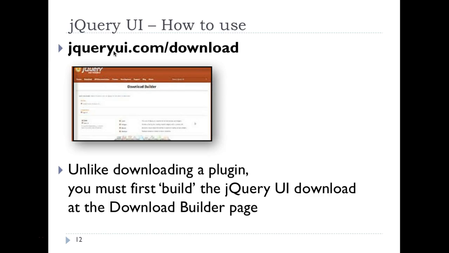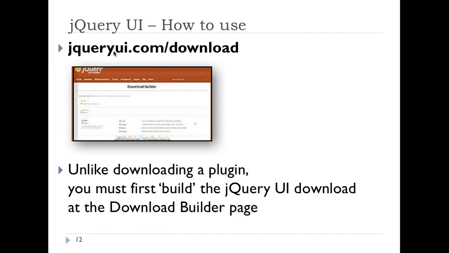So how do we use this? Well, we'll go to the downloads and we'll download it like a plugin. And what we'll do is basically build our download. Again, this is something that I'm going to go over in a separate video, but I encourage you to try it. Go to jQueryui.com download, and you can basically build how you want the jQuery UI to appear.